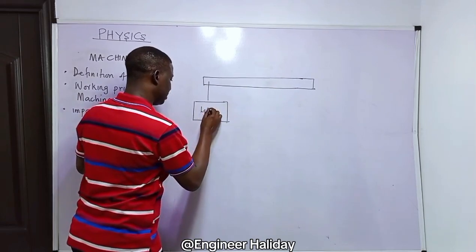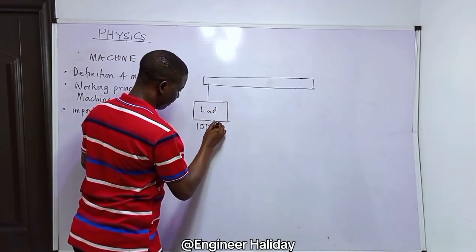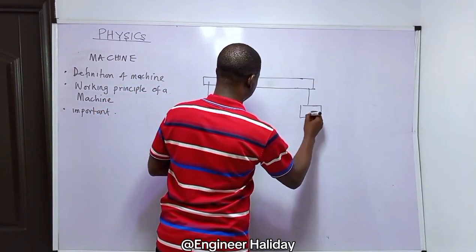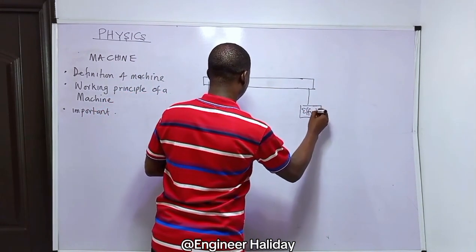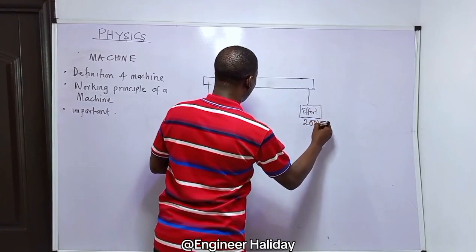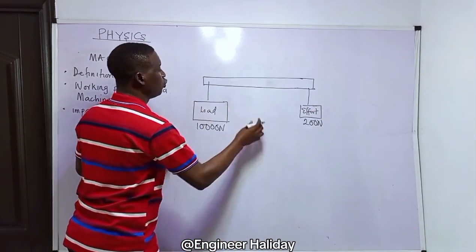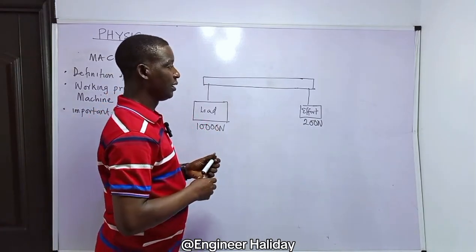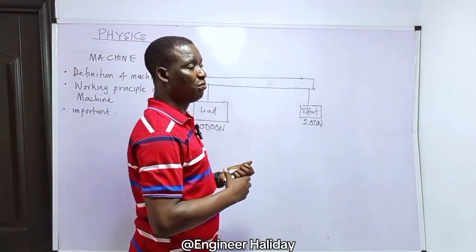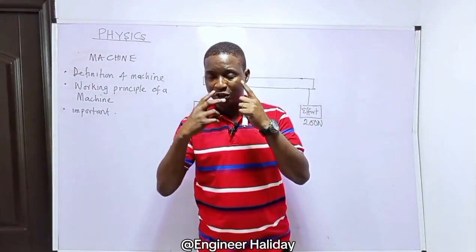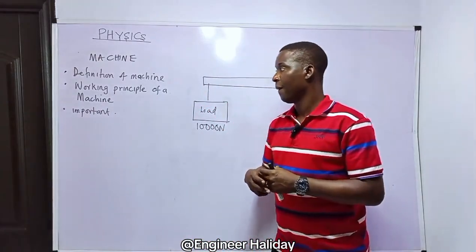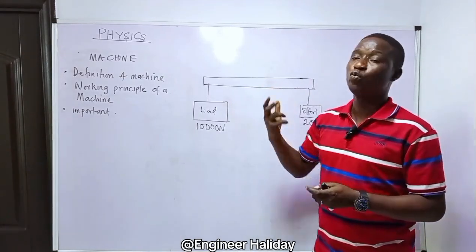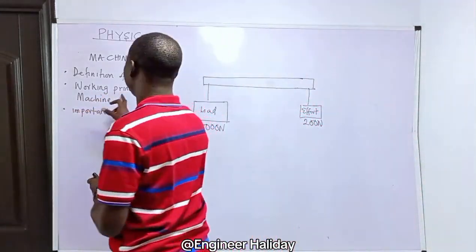Let's say this load is 10,000 and let's say the effort is 200. This is the effort. Ordinarily, I want to use this effort to overcome this 10,000 load. It will not be possible by human effort. But for a machine, it is possible. What do we do? That's where the working principle comes in.